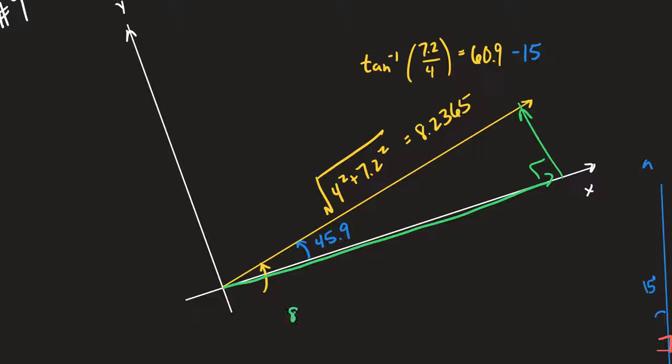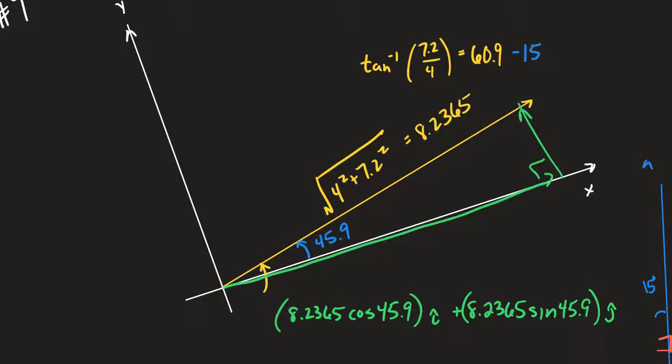So the horizontal will be 8.2365 times the cosine of 45.9 i hat plus 8.2365 times the sine of 45.9 j hat, or whatever notation they would like you to put it in. I think that will give you the appropriate answer. And since it's 45.9, it's probably 5.8 or 5.9 for each of those. I mean, it's got to be 0.7 or 0.71 is the sine and cosine. So close to 45 degrees.